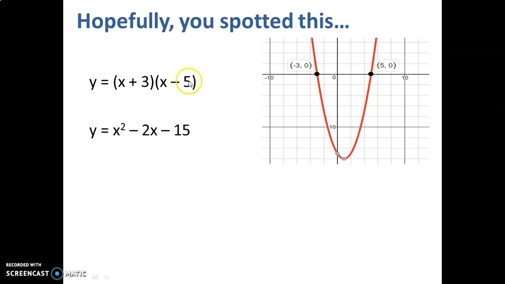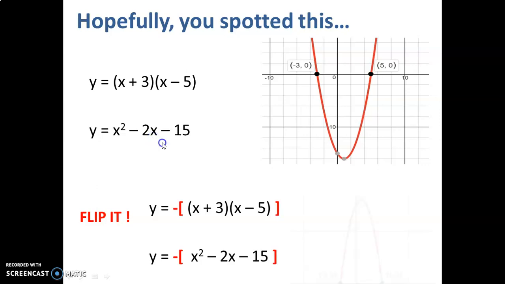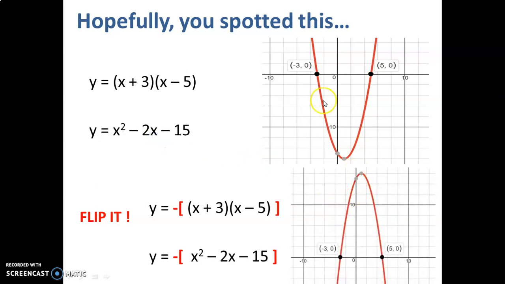If you have a function like this, these are the same function, by the way. Intercept form, standard form. To flip it like this, but keep the same x-intercepts, notice they stay the same, negative 3 and 5, we need to make the whole function negative. This is a key point. We'll learn more about that in another unit, but for now, know that everything needs to be made negative.